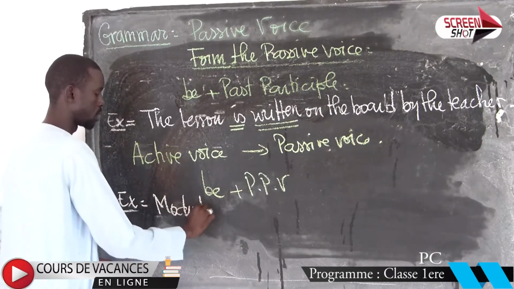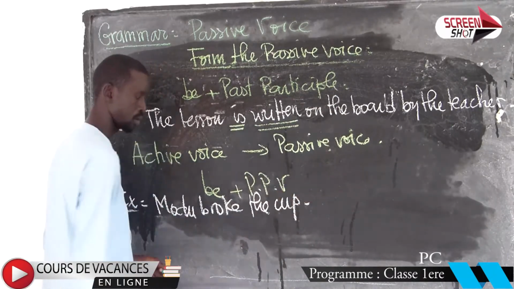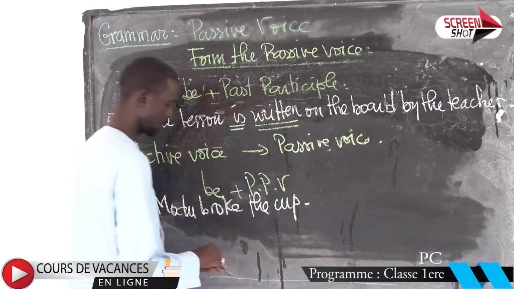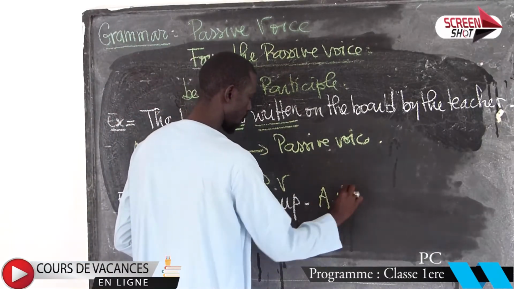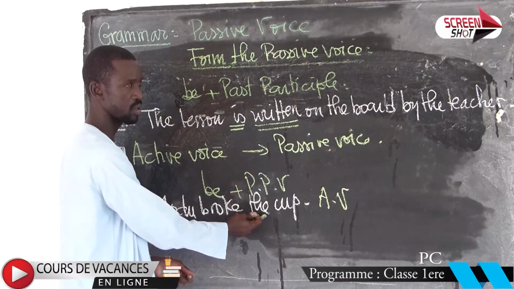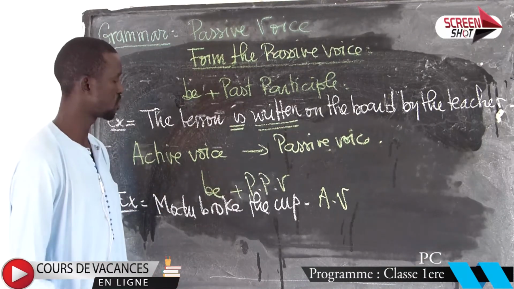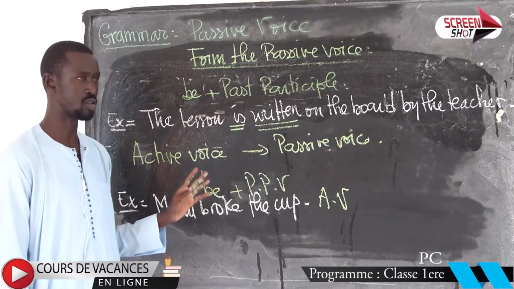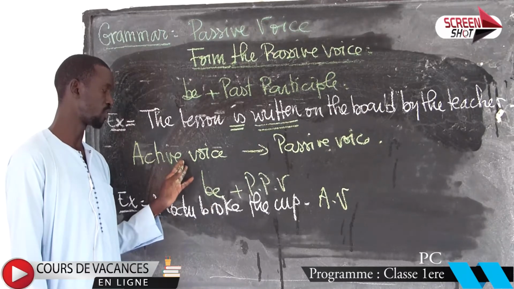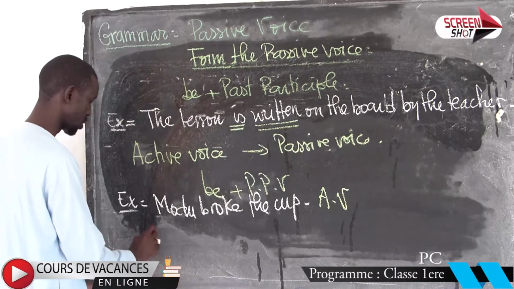Modu broke the cup. Here we have active voice, because we have subject, verb, and also object. But now, how to turn it into the passive voice? We said lately that to turn a sentence from active voice to passive voice, we use the auxiliary to be, same tense with the verb in the active voice, and the past participle of the verb. It will be something like that.